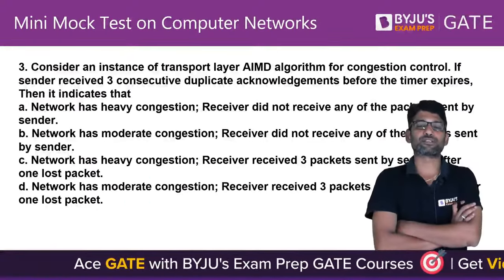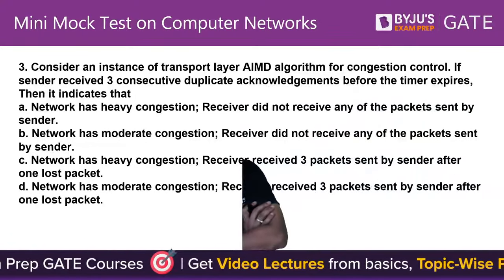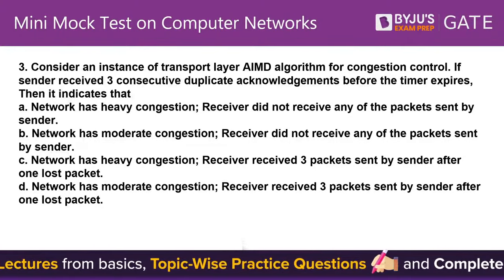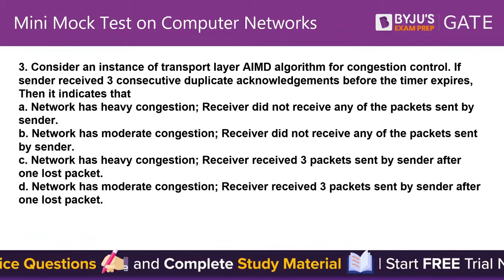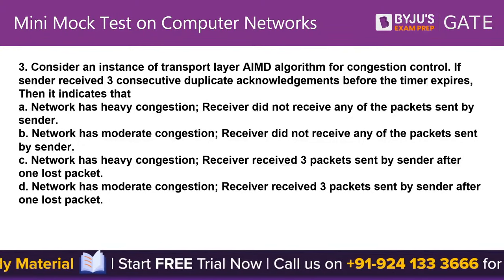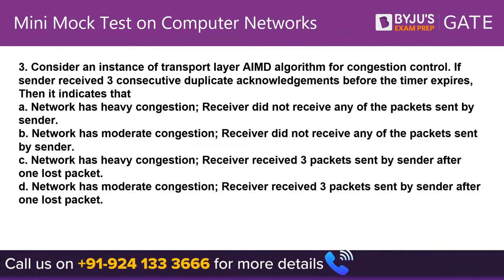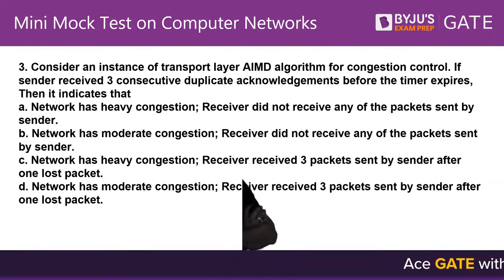Question number 3. Consider an instance of the transport layer AIMD algorithm for congestion control. Look at this question, read the options. If the sender received 3 consecutive duplicate acknowledgements before the timer expires, then it indicates that: the network has heavy congestion, the receiver did not receive any of the packets sent by the sender; the network has moderate congestion, the receiver did not receive any of the packets sent by the sender; the network has heavy congestion, the receiver received 3 packets sent by the sender after the last packet; and the network has moderate congestion, the receiver received 3 packets sent by the sender after 1 lost packet. So what is your answer for this question? Question number 3.